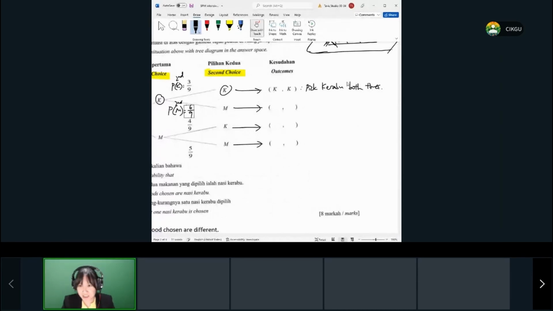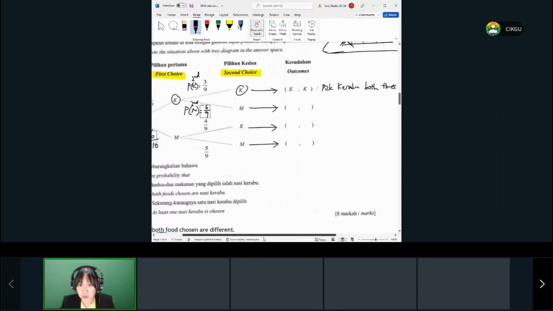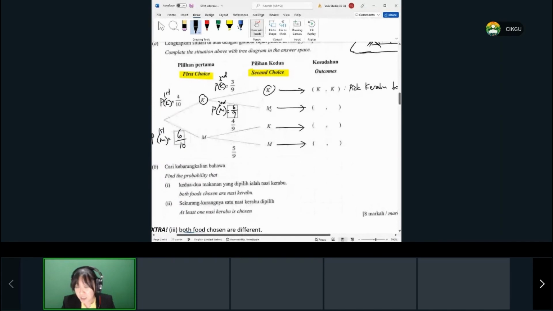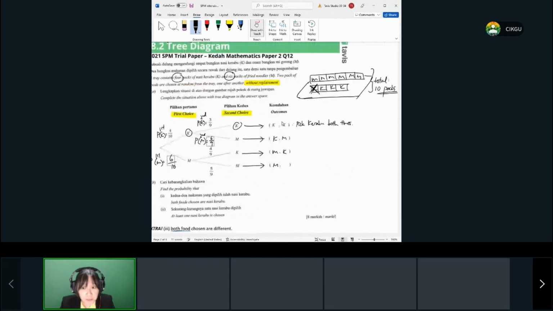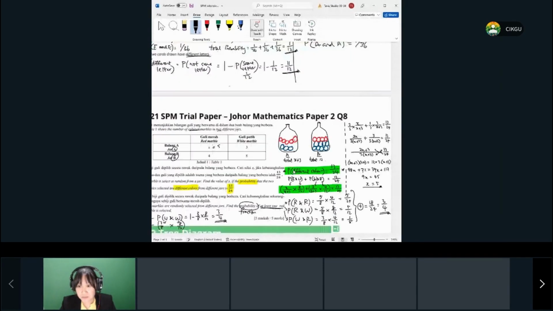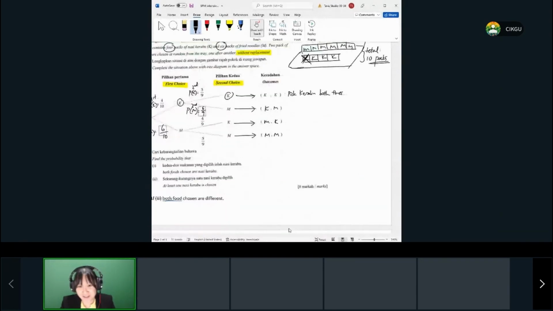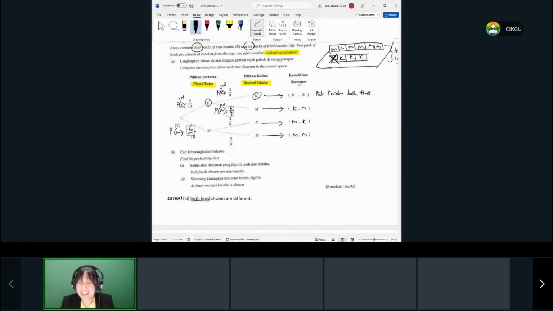This is the case. Then of course another possible case is this one: you pick a kerabu first and then you pick a mee noodle. So pick K first and then pick M. This one same: you pick M first and then you pick K. This is another possible case. Or you can pick M first and then pick another M. So M and M. The tree diagram will always list down all the possible outcomes.